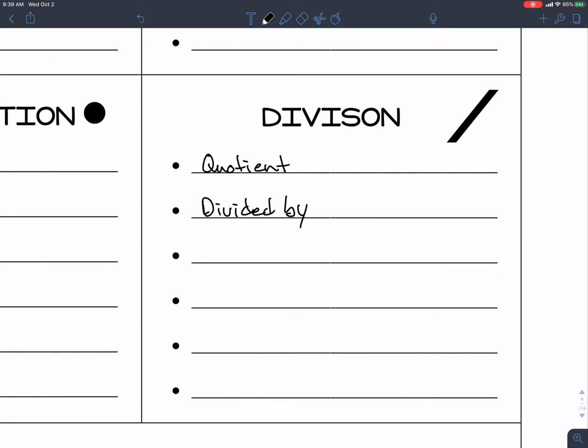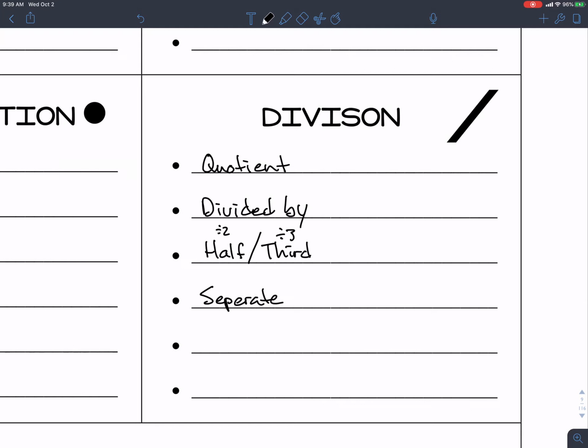Half or third. If I take half of the students on a field trip, I'm dividing by 2. Or a third, that means I'm dividing by 3. If I'm taking a third of my students on a field trip, that means I've got to divide the total by 3, and that'll give me 1/3 of the total. Separate.